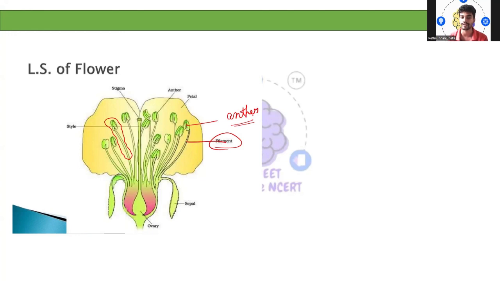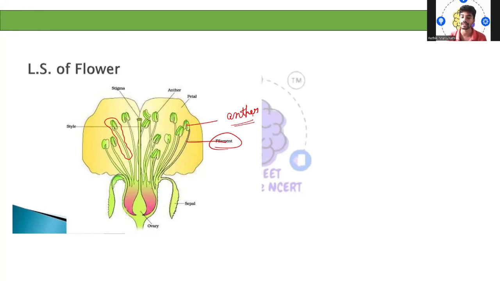If you observe them carefully, you'll also see that the filament and anther, that is the entire stamen part, are not equal. That means you won't see equal length in the microscope. So there will be variation in its length.